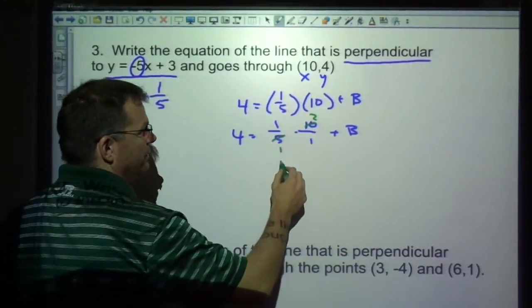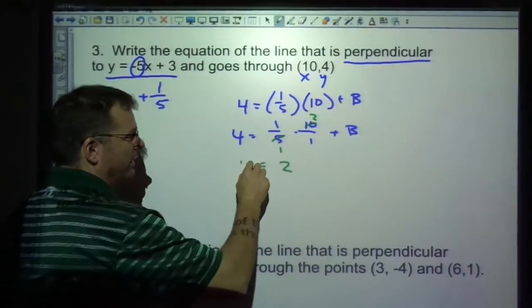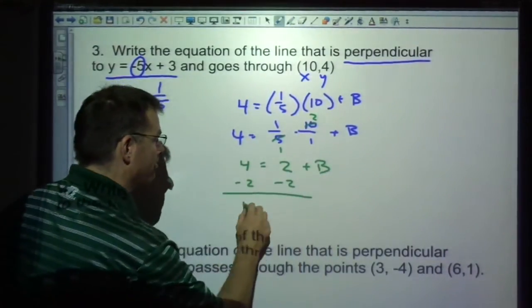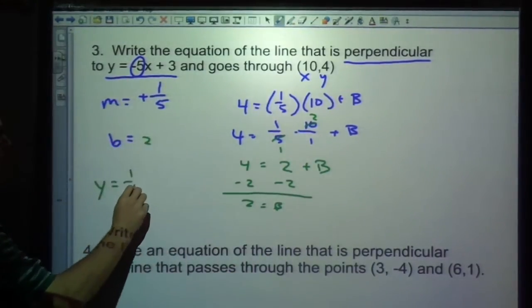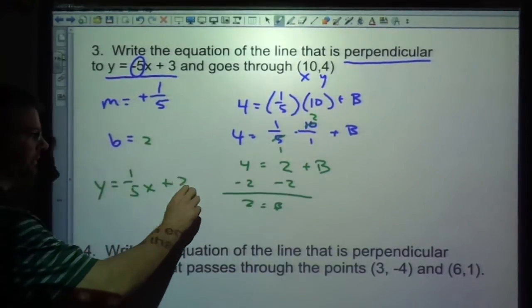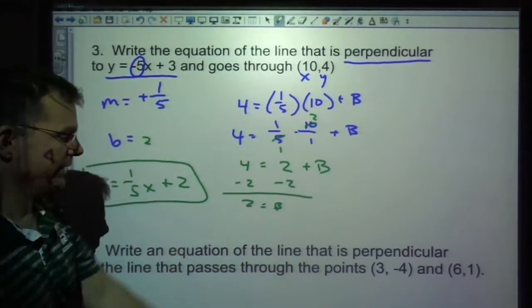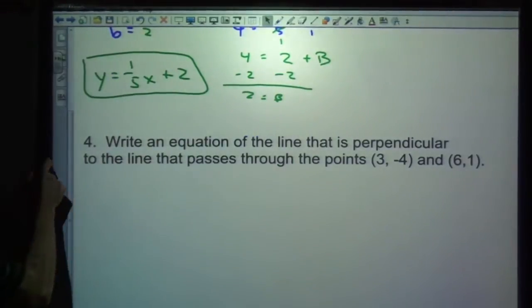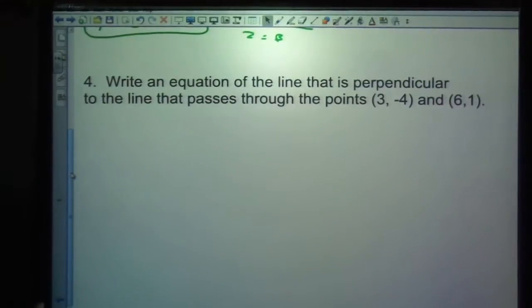Now 1 times 2 is 2, and 1 times 1 is 1, so it's over 1, but I don't really even need to write that. So my answer is y equals 1/5 x plus 2. So this will be perpendicular to this line, and it'll go through this point. Last problem. Write the equation of a line that is perpendicular to the line that goes through these points.